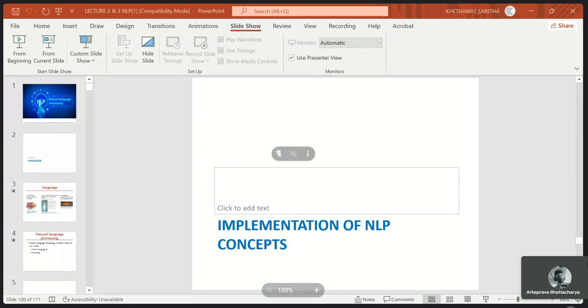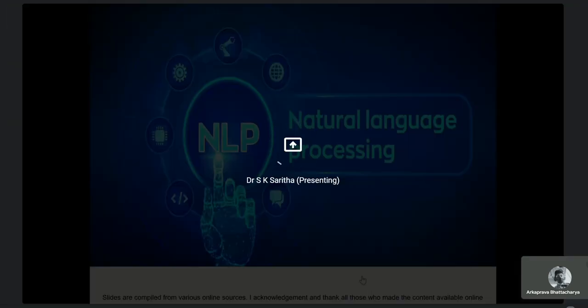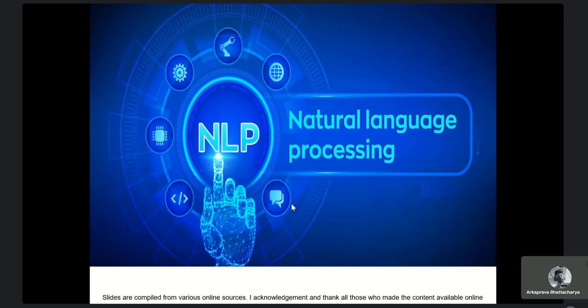To view the slides in a full screen mode? Ma'am, we are able to see slides, but not in full screen mode. Okay. Now? Yes, ma'am. Now it is full screen. Okay.